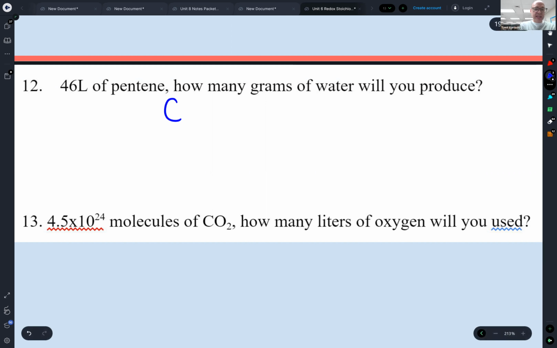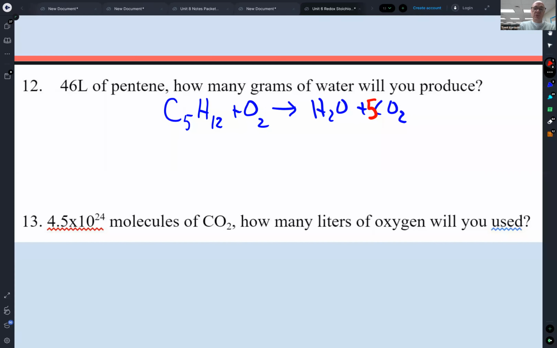It's got pentane, which is C5H12. It's going to use oxygen. It's going to produce water and carbon dioxide. So we need to first balance this. So I'll put a 5 here. I will put a 6 here. And that gives me 6 plus 10 is 16. So I've got an 8 there. Now everything is balanced.